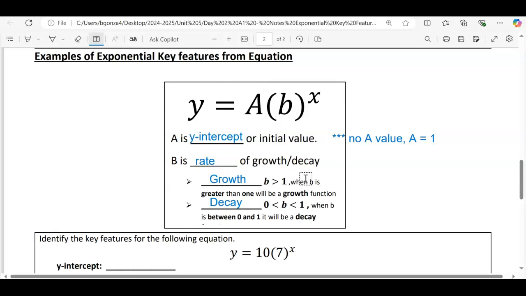0.5. Decimals and fractions, right? 1/3 is between 0 and 1. 0.6 is between 0 and 1, okay? So they got to be smaller than 1, but greater than 0. That's going to make it decay.